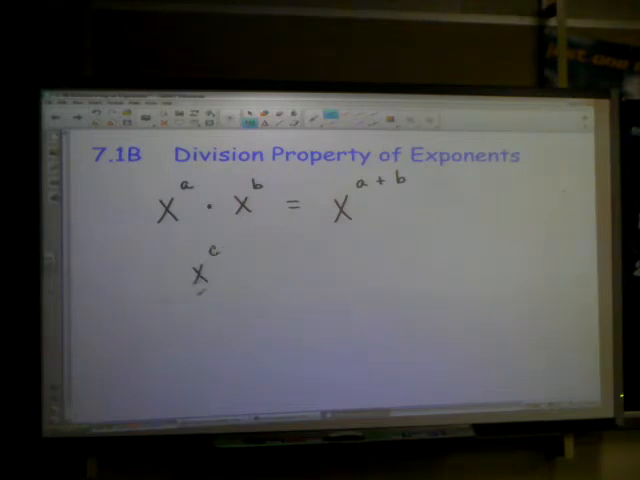So for our division property, what do you think we might do with the exponents? Subtract. Kind of just what you would think. So if multiplying causes you to add the exponents, division is going to cause you to subtract the exponents. And we're going to write division in the form of a fraction. Don't let that bother you. It's just a little clearer way to look at that. Okay? Alright, let's look at a few example problems.